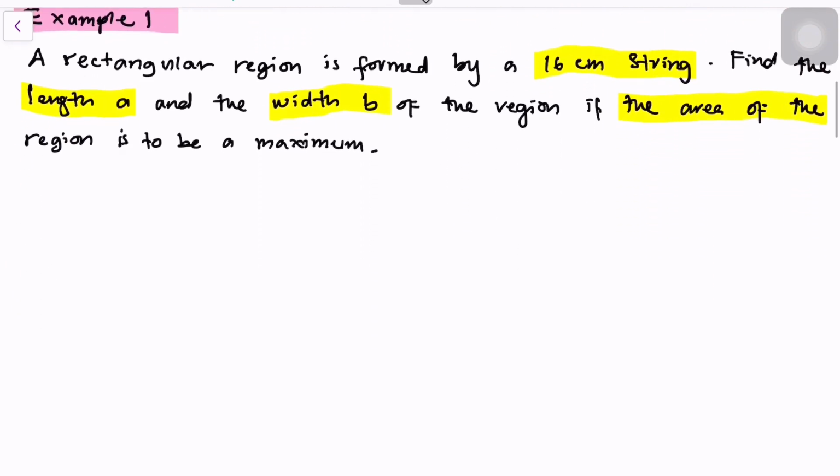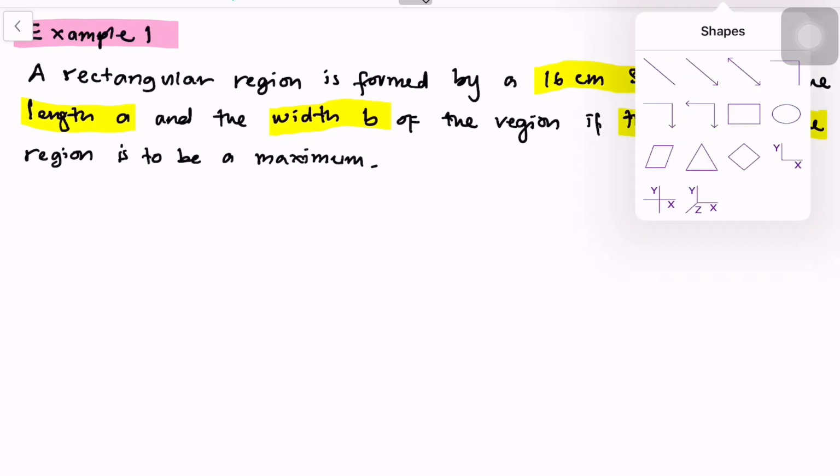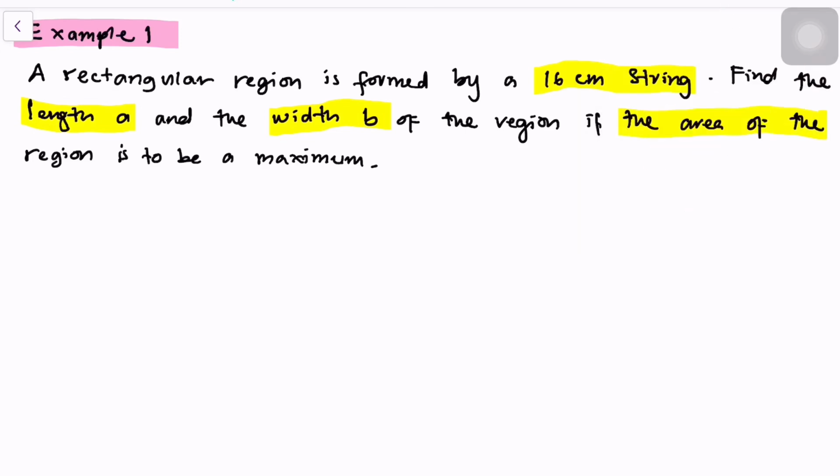Okay, baik, kita pergi kepada contoh yang pertama. Example 1. A rectangular region is formed by a 16 cm string. So perimeter of the rectangle adalah 16 cm. Find the length A and the width B of the region if the area of the region is to be maximum. So first saya akan draw rectangular dahulu untuk illustrate this problem.